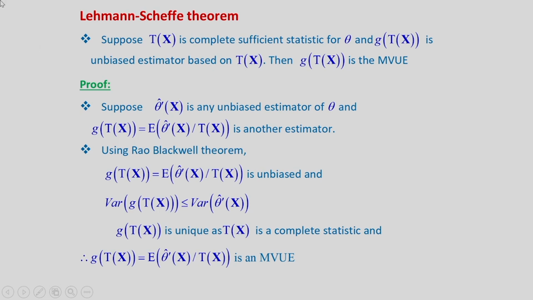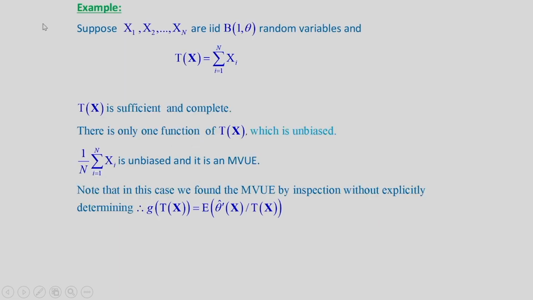So, we saw that using the Lehmann-Scheffe theorem, we can find out an unbiased estimator which has the minimum variance. We shall consider one example. Suppose x1, x2 up to xn are IID, independent and identically distributed, Bernoulli(theta) random variables. This symbol represents the Bernoulli distribution with parameter theta. Theta is the probability of success. T(x), summation of xi, i going from 1 to n, is the statistic we are considering.